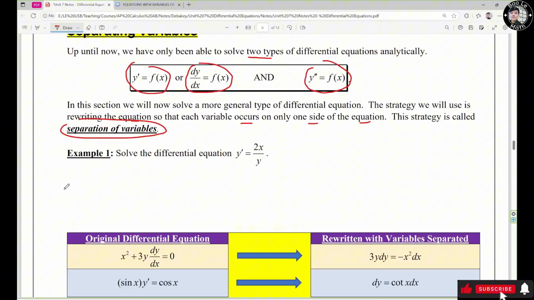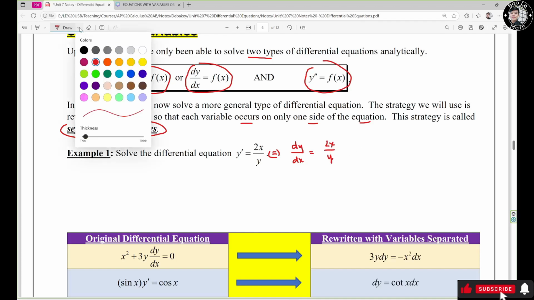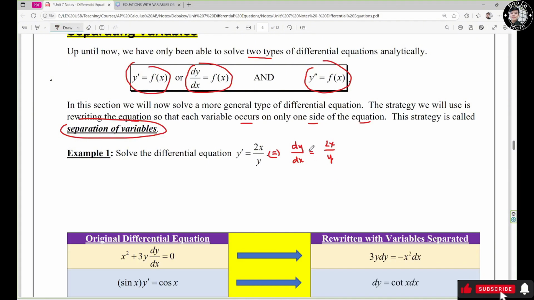Example number 1. Solve the differential equation y prime equals 2s over y. Alright, so y prime, we can rewrite this one as dy over ds equals 2s over y. Now we're going to bring y to the one side and s to the one side. So we're going to cross multiply. So this guy turns out to be y dy equals 2s ds.